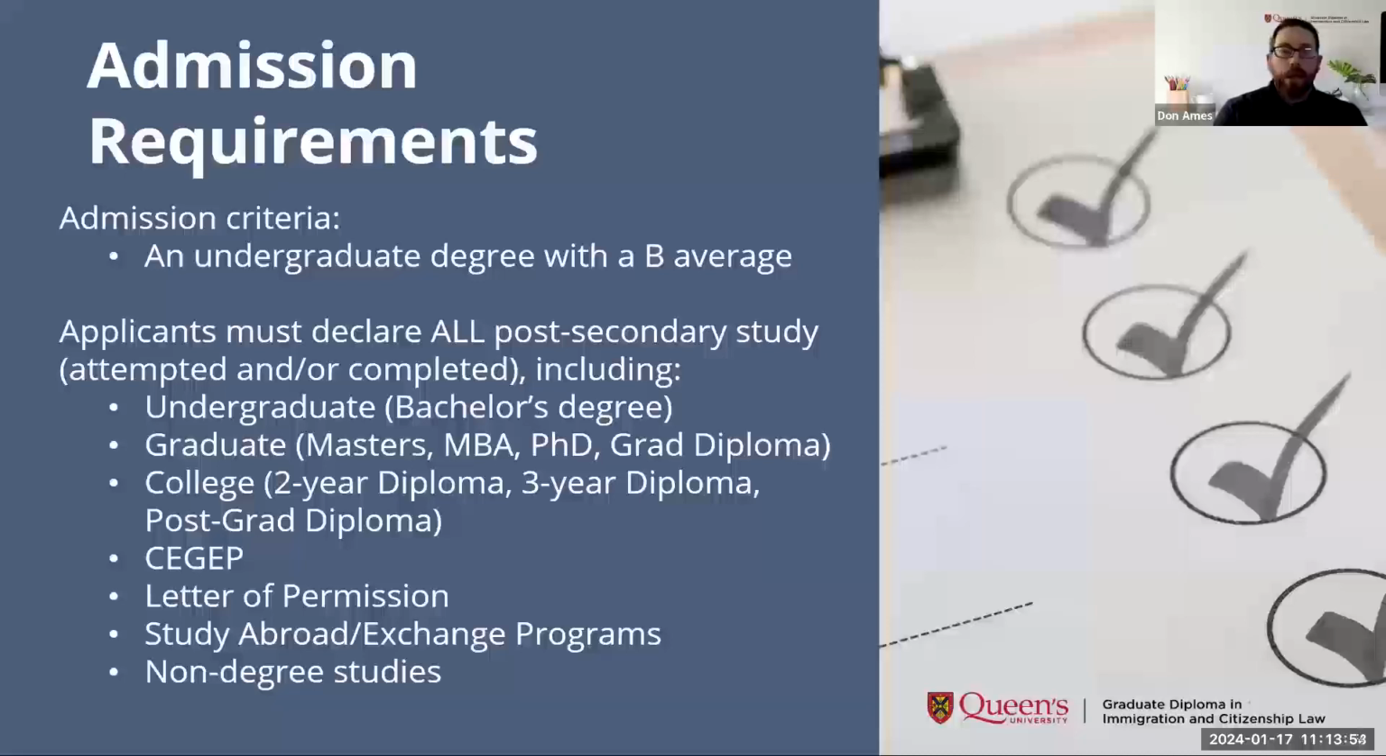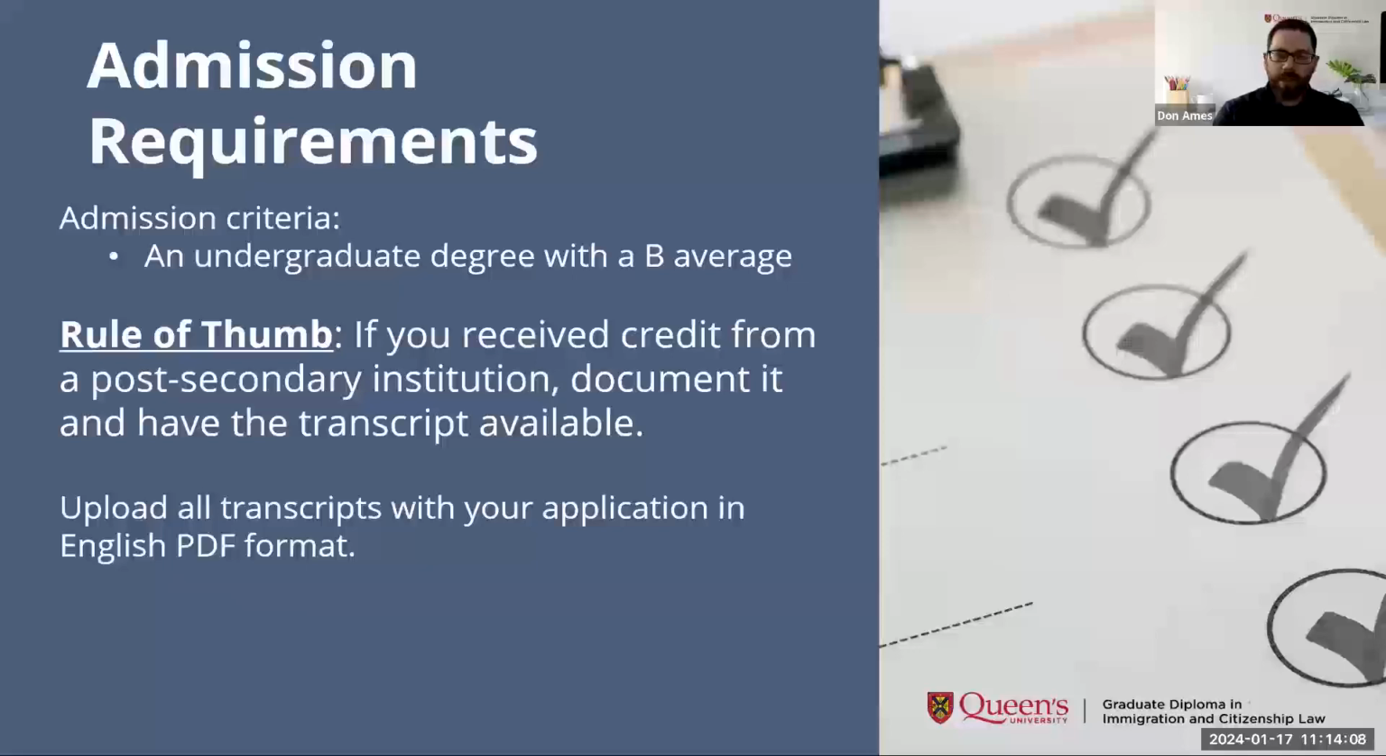Also, any non-degree studies that you've done. So if you did any upgrading or any 4-credit studies, say an online program like Athabasca or anything along those lines, maybe you did something in person, make sure you provide those transcripts. The rule of thumb that we typically provide to people is that if you received credit from a post-secondary institution, document it on your application, and make sure you have the transcript available in English in PDF format. That's the key way that we're going to be able to do admission reviews: if you upload these documents with your application in PDF format in English.